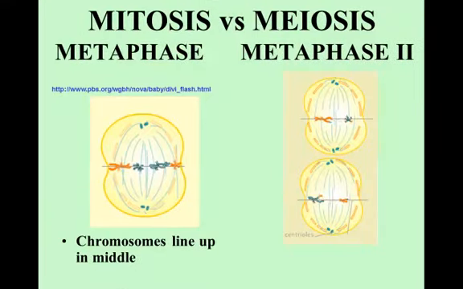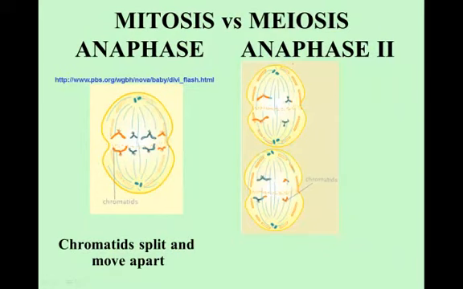M for meta, M for middle, chromosomes line up in the middle, same as before, we're going to the middle. We have fewer chromosomes now because we cut our number in half from that first division, but everybody's going to line up in the middle of the cell. A for ana, A for apart, chromatid arms are going to separate just like they did in mitosis anaphase. Nothing new. We don't have to learn a new phase here. You're kind of starting to see the picture.